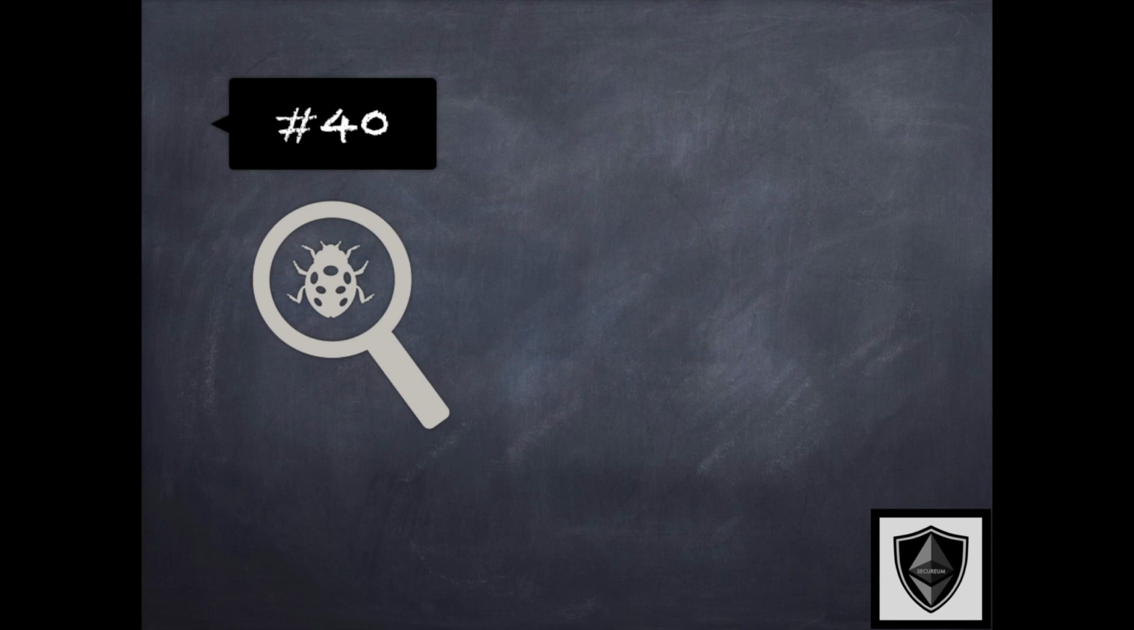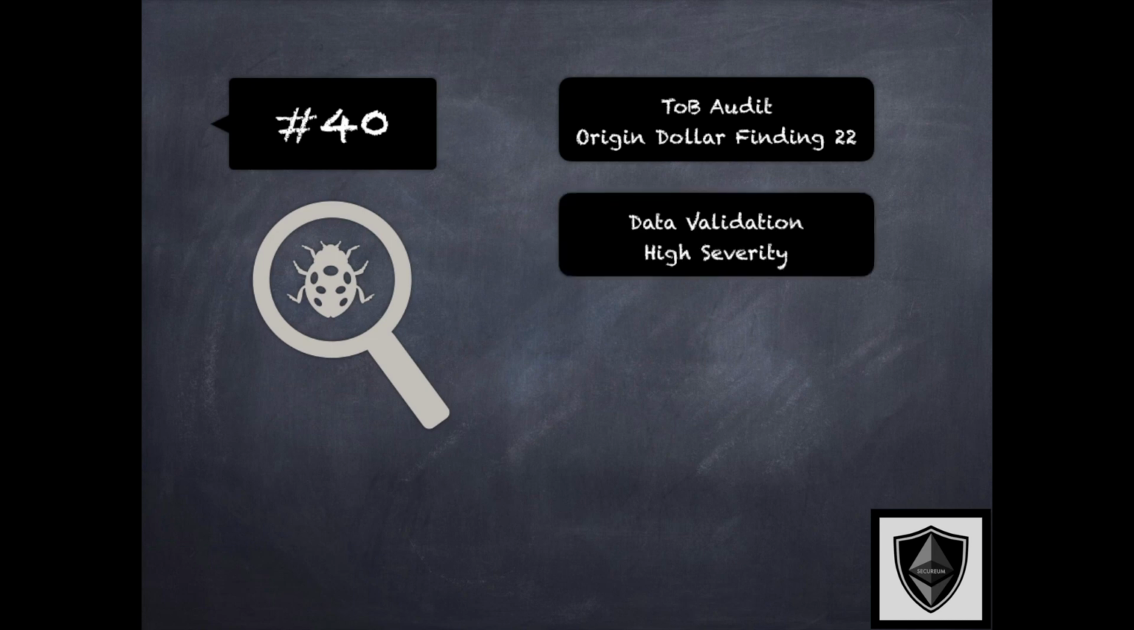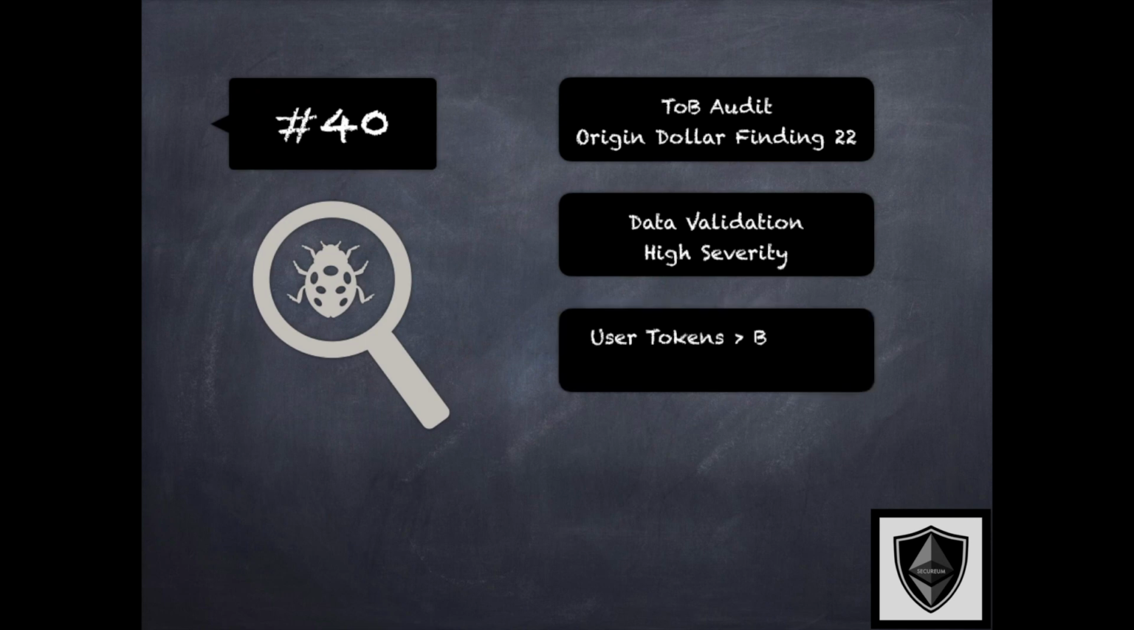Number 40 is another finding from Trail of Bits audit of the origin dollar, where it was a high severity finding related to data validation. Under certain circumstances, the OUSD contract allowed users to transfer more tokens than they have in their balance, which is caused by a rounding issue.